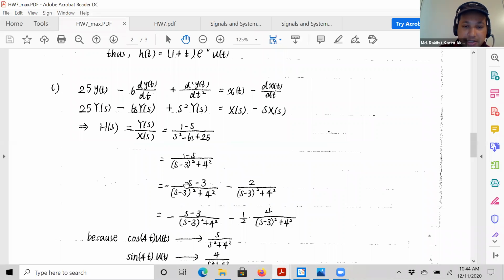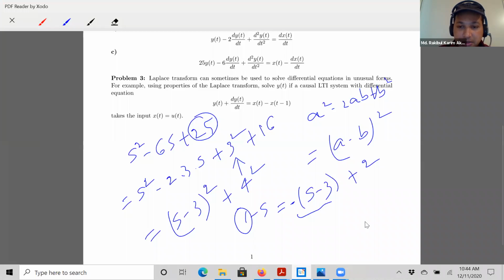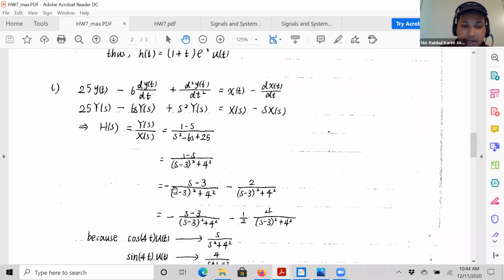This is minus s minus 3. Is that a minus 2 or plus 2? That was plus, that should be minus 2 actually. I made a mistake here. So that is minus 2 to make it equal. That is written here, minus s minus 3, and another part is minus 2. And the denominator is the same in both cases.